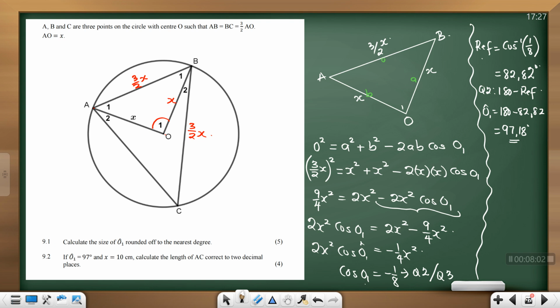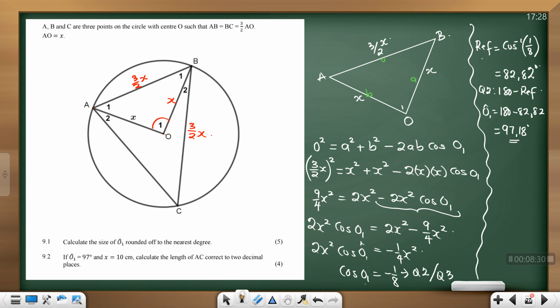Check. If O1 equals 97 degrees and x equals 10, calculate the length of AC, correct to 2 decimal places. I wasn't ready for this. I was ready to look at reasons and angles. But are we okay? Let me check.